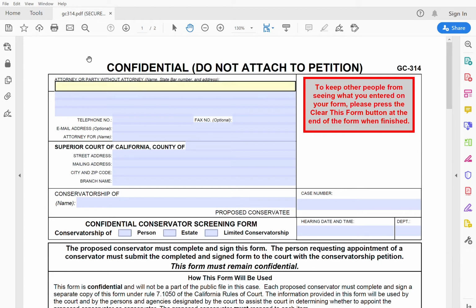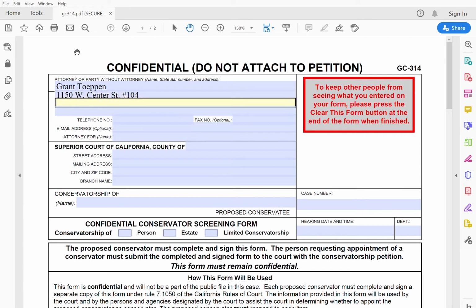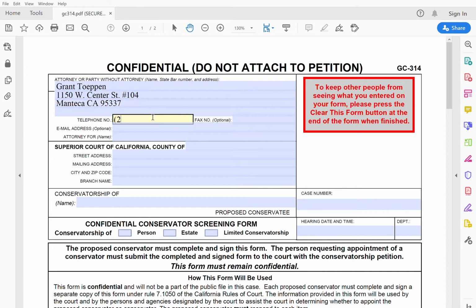So we're going to start by filling out the header here, the caption. I'm pretending I'm not an attorney, so I'm not going to put my bar number. I think it's best that you put your home address here, unless that's sensitive information, then just put your best mailing address. I'm putting my office address just because I'm more comfortable putting that on the internet than my home address.